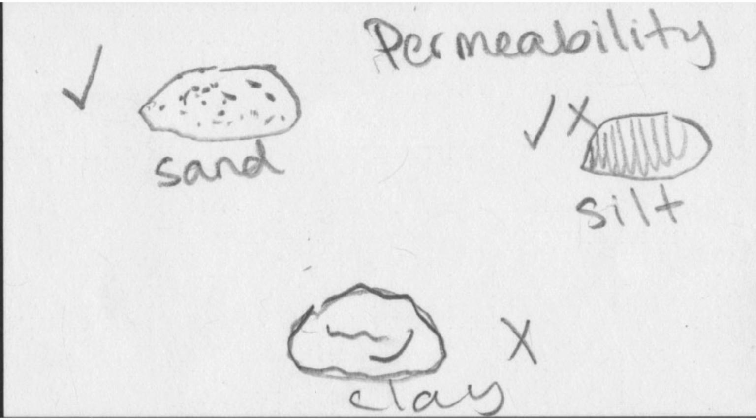Now, the difference in soil determines how permeable it is to water. Sand is the most permeable to water. Silt is kind of permeable, but not so much. And clay isn't permeable to water at all.